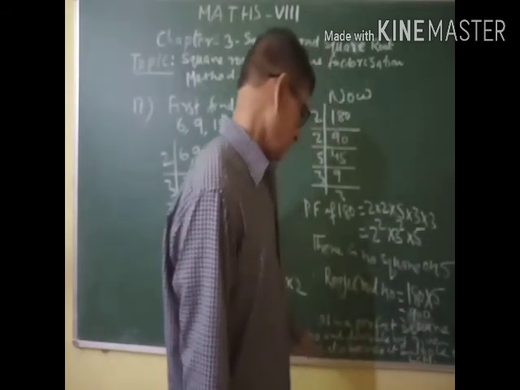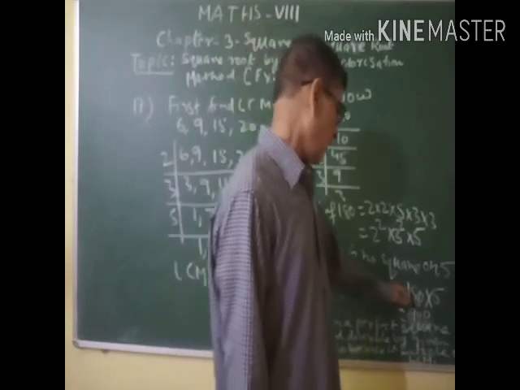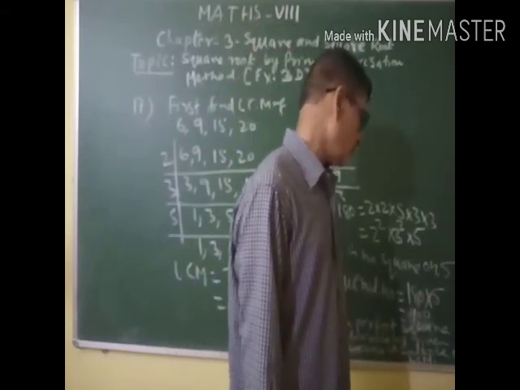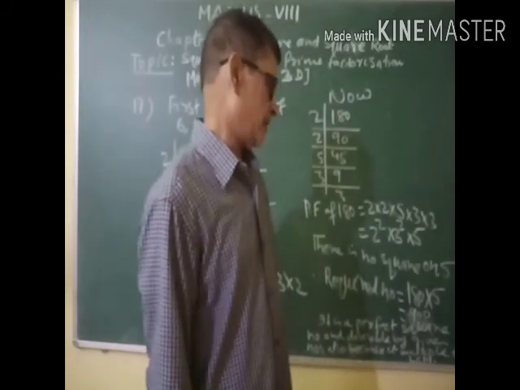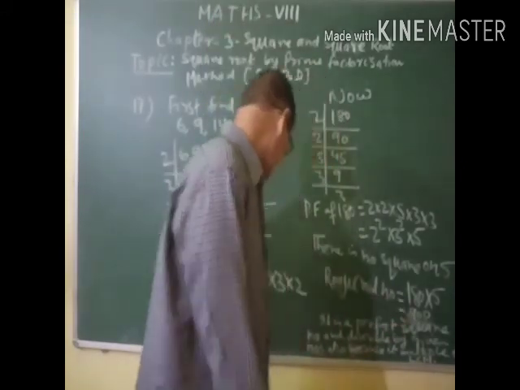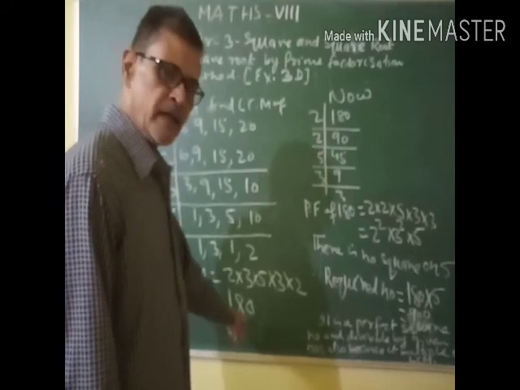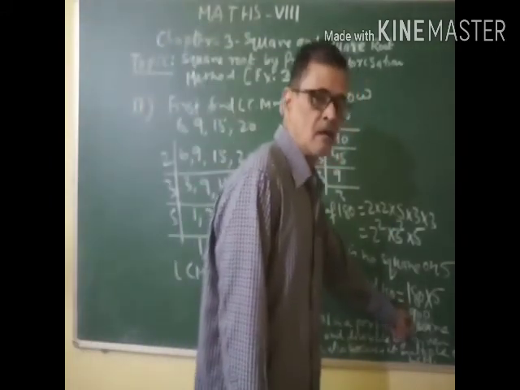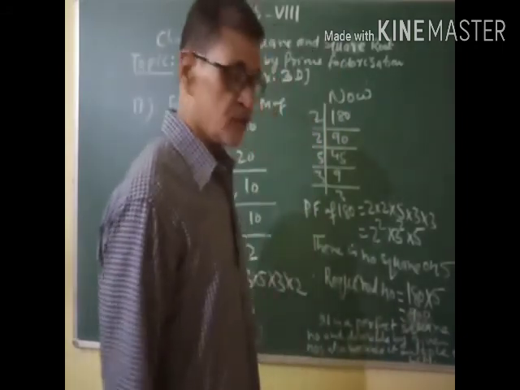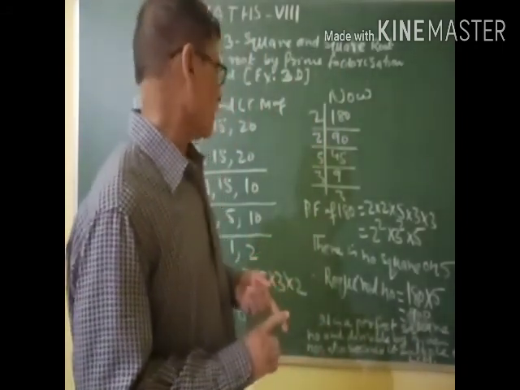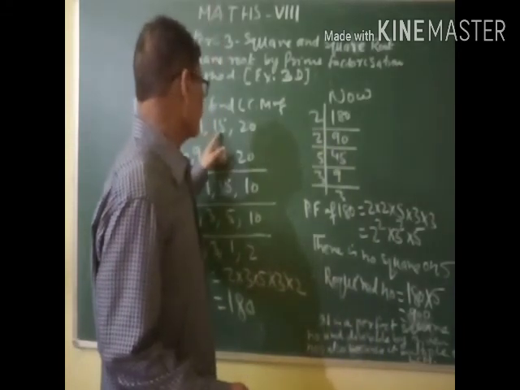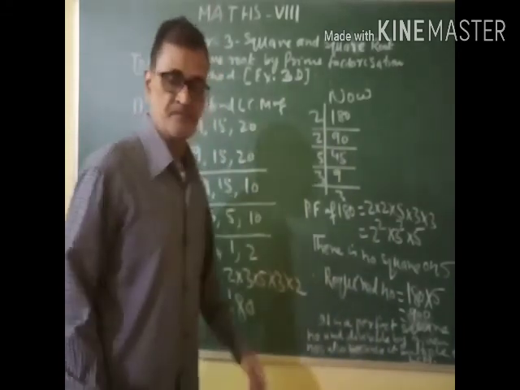So the answer is 180 into 5, and this will be equal to 900. 900 is a multiple of 180 also, and this is the least perfect square number which is divisible by 6, 9, 15 and 20.